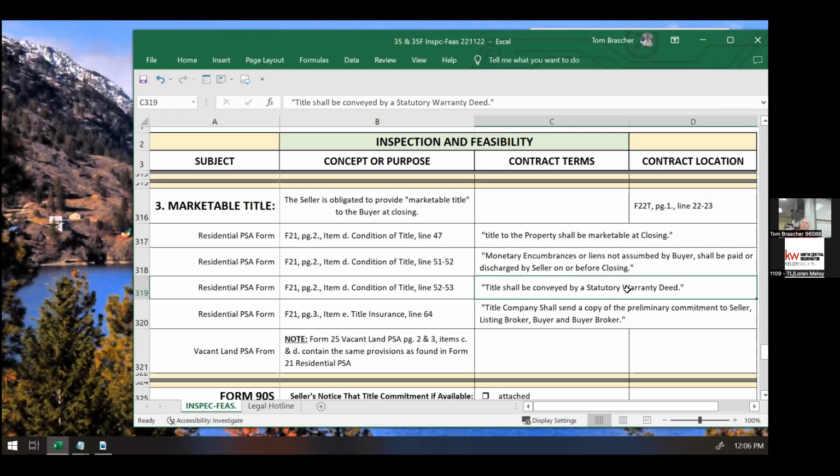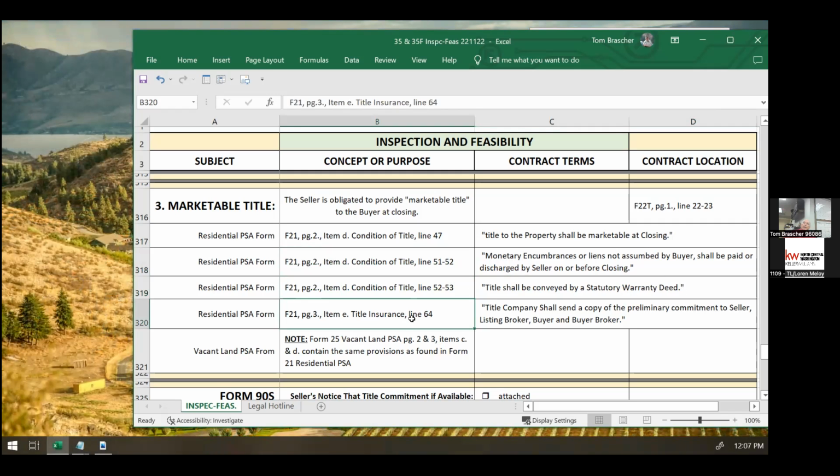The definition by RCW is warranty deed. It is also known as a statutory warranty deed. Those terms are interchangeable. Another thing is in the title insurance line for the purchase and sale agreement, line 64: the title company shall send a copy of the preliminary commitment to the seller, to the listing broker, to the buyer, and to the buyer's broker. I always make sure that I transmit it the same day to my buyer so I can document that I've presented it to them. But the title company is responsible to send it to, by contract, those 4 parties.